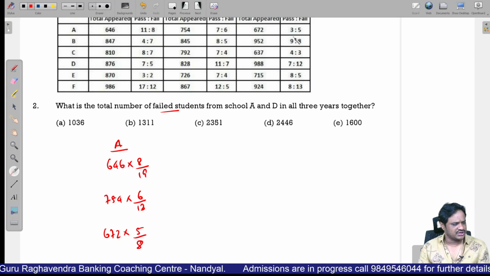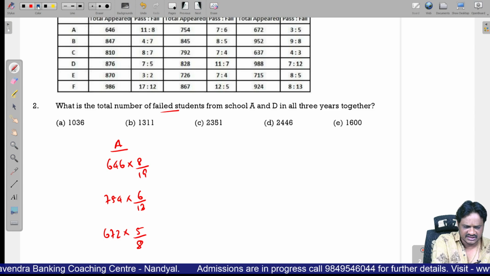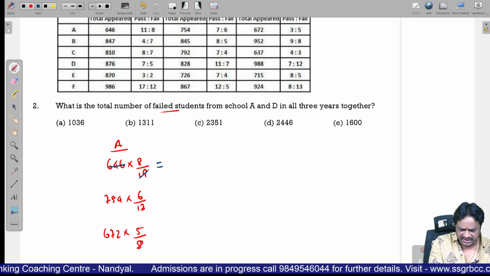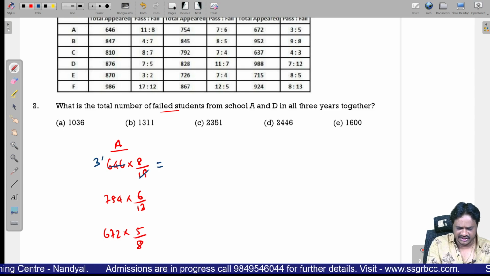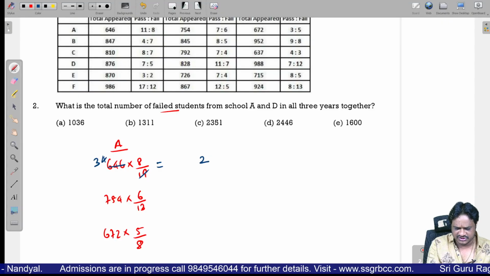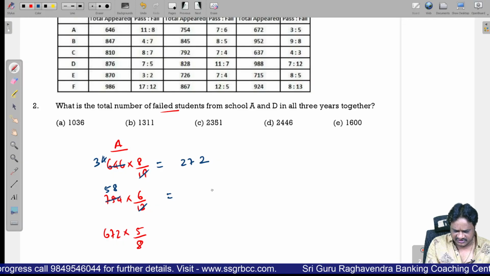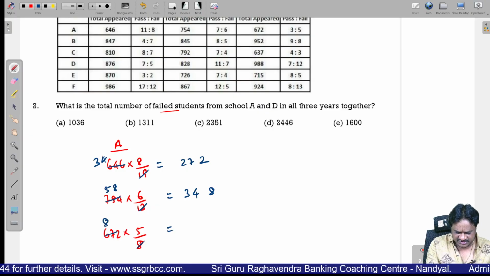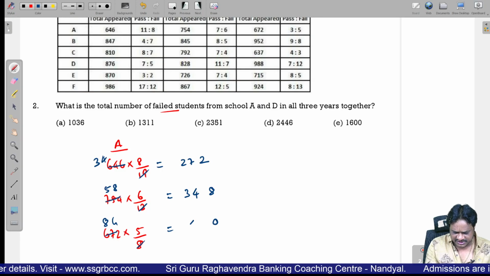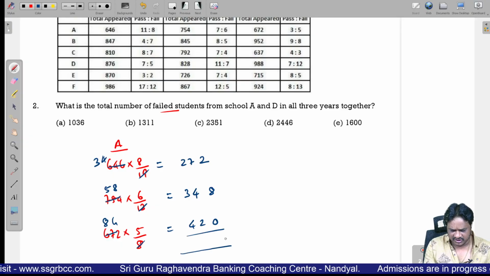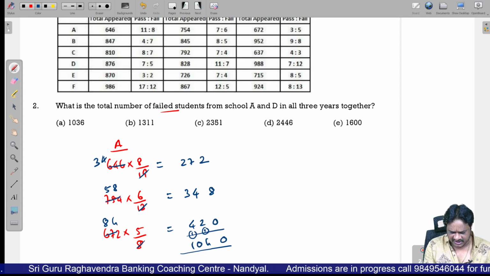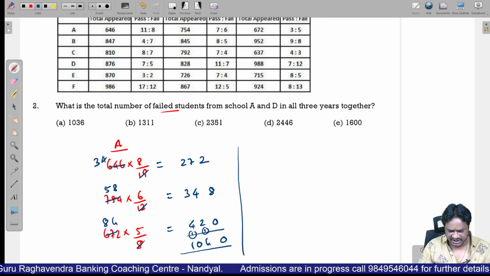Now let us do the calculations part. 19 threes 57, 19 fours. 34 into 8. 8 fours 32. 8 threes 24, 27. 272. This is 13 fives 65, 13 eights. So 6 into 8, 348. This one, 8 eights 64, 8 fours. So it is 420. If you do the calculation, it is 1040. This is A's failed students.